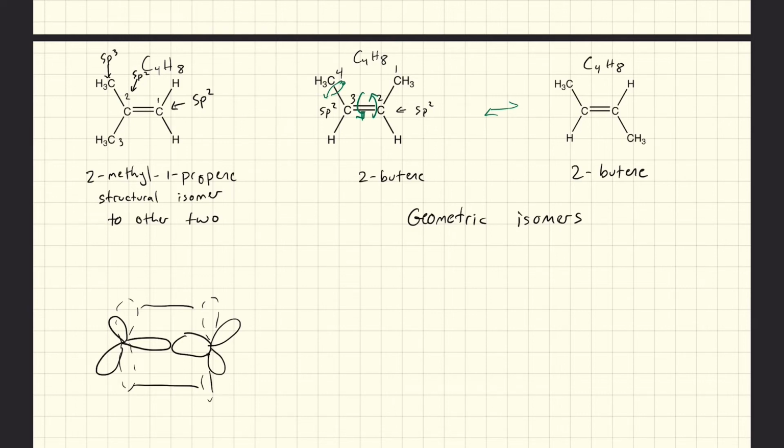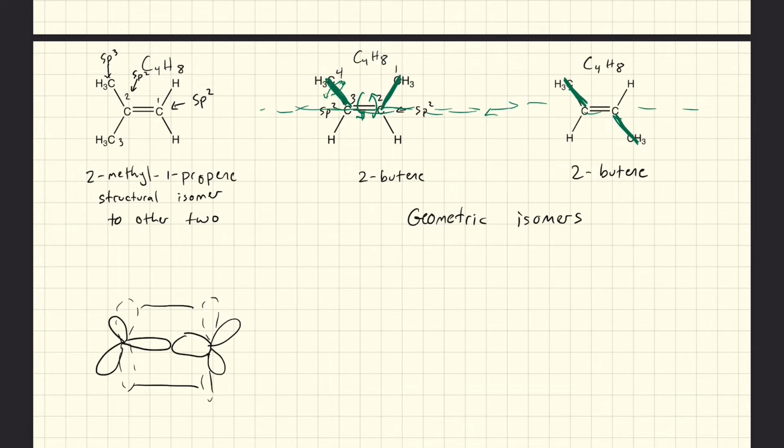Geometric isomers happen anytime that you have a double bond, and the way that they're named is based on the orientation of the large groups. Okay, so I'm going to put heavy green lines on the large groups. So in this first one, if I draw a line down the middle of the double bond, these two heavy substituents are on the same side. In this case, they're both methyls, but if one of them's a methyl and the other one's a propyl, it doesn't really matter, okay?